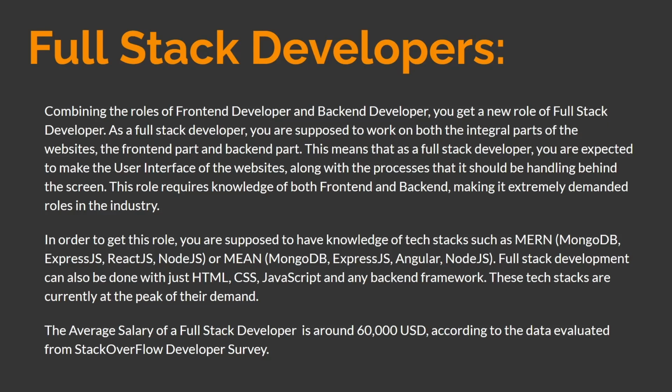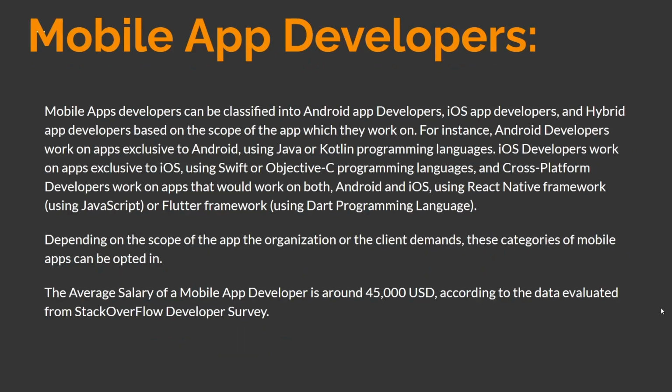These tech stacks are currently at the peak of their demand, and by these tech stacks I mean MERN and MEAN stack. Okay, so yes, the average salary of a full stack web developer is around 60k, or 60,000 US dollars, according to the data evaluated from the Stack Overflow Developer Survey.